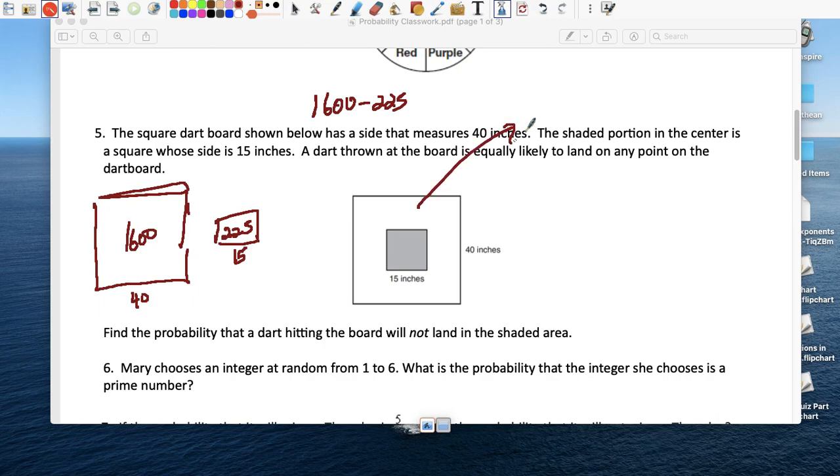So this white area occupies 1,375 inches squared. So if you throw the dart, what's the probability that it lands in that area? It would be the area of the white square over the total area, and the total area is 1600. Feel free to simplify that.